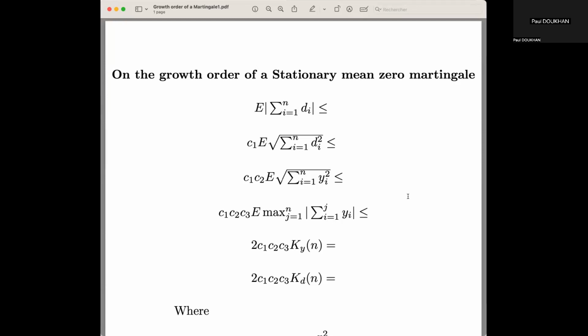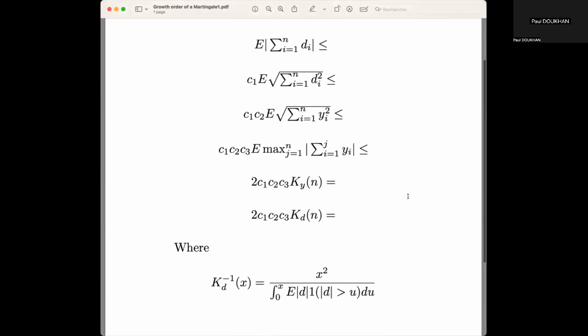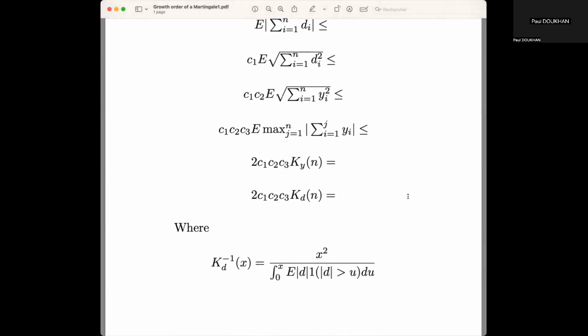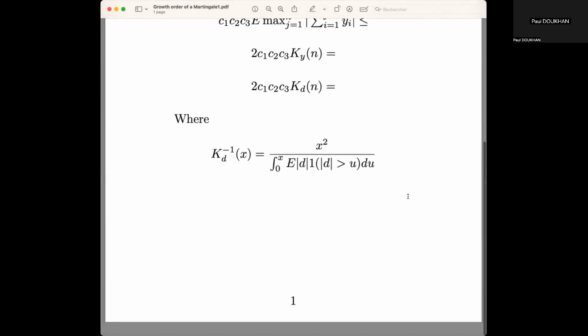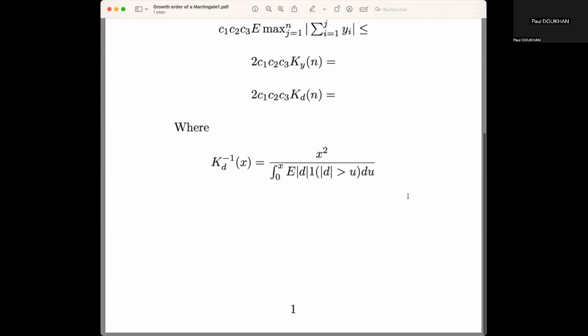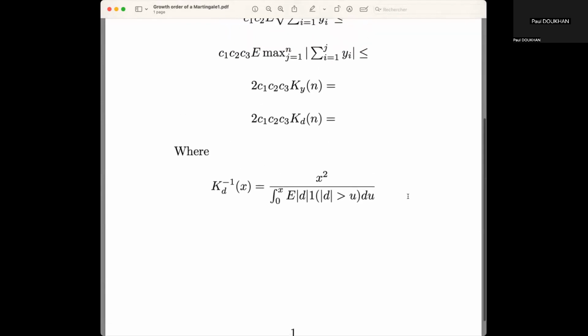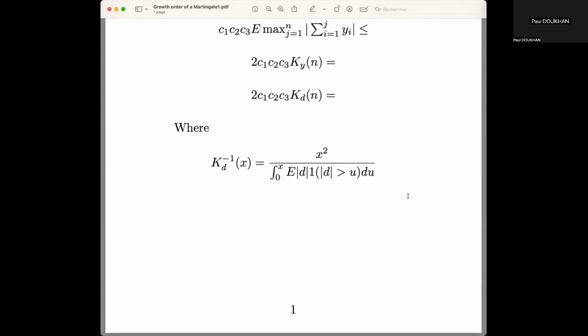Okay, so now let me show you how to calculate it. The inverse of K, which is the same because the distribution of the D sub i is the same as the distribution of Y sub i. That's the only page in this file. Excuse me? That's the only page. Yeah, okay. This is the end of the proof.